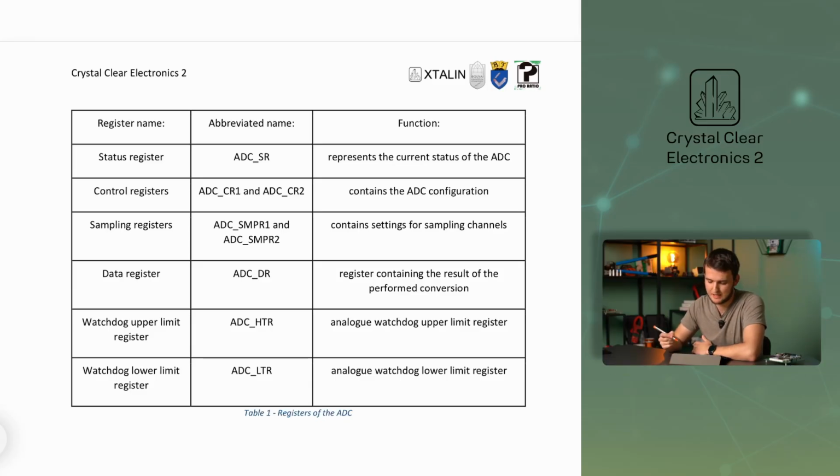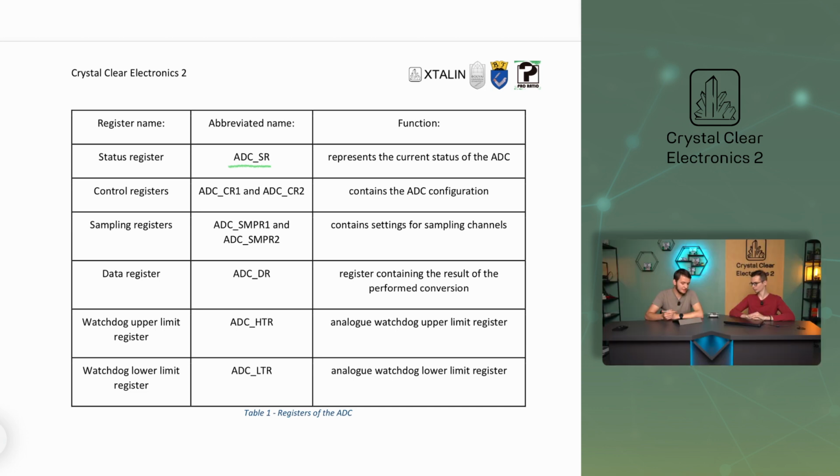The first, and one of the most important registers for us, is the ADC_SR register, that is, the status register. From here, we can get a lot of important information about the current state of our peripheral, such as whether the conversion has started or finished, and also the watchdog event is stored here.